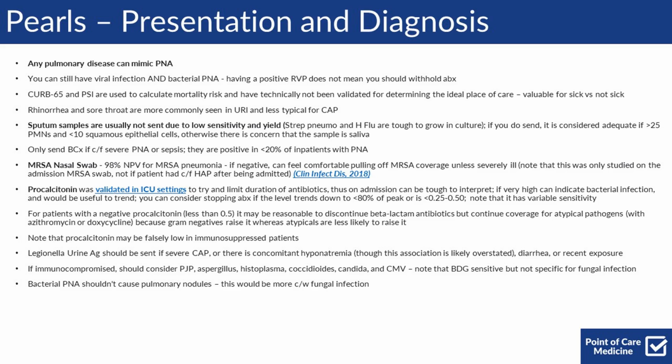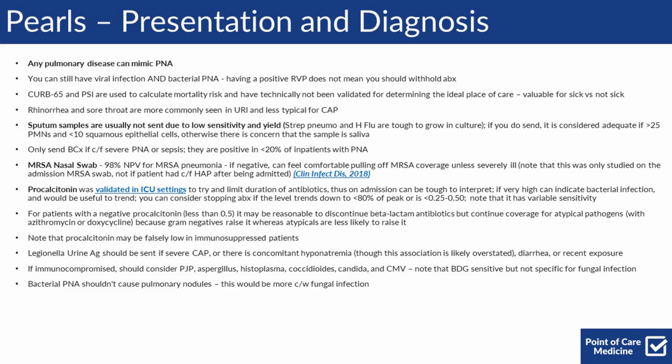Procalcitonin was also validated in ICU settings to try and limit duration of antibiotics. Thus, on admission, it can be tough to interpret. But in general, if it's very high, it can indicate a bacterial infection and it would be useful to trend. You can also consider stopping antibiotics if the level trends down to less than 80% of its peak or is less than 0.25 or 0.5 at any point. Note that procalcitonin has variable sensitivity.